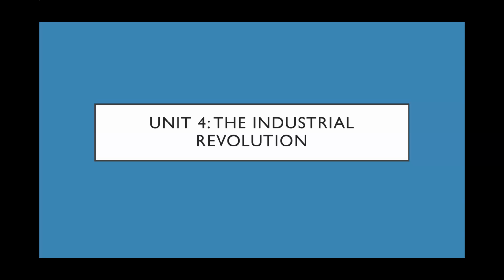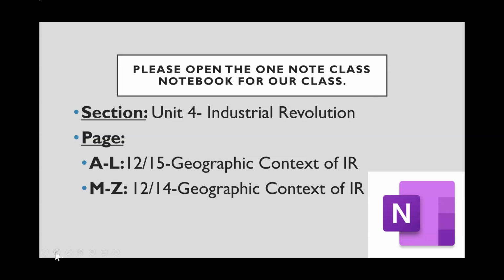Today we're going to be talking about our new unit, Unit 4, the Industrial Revolution. So before we get started with the notes, I need you on your side to pull up the note page on OneNote. There's a section on your OneNote called Unit 4, Industrial Revolution. And if you're in our A through L group, the group that we see in person on Mondays and Thursdays, you want to look for the page called 1215, Geographic Context of the IR, which stands for Industrial Revolution.